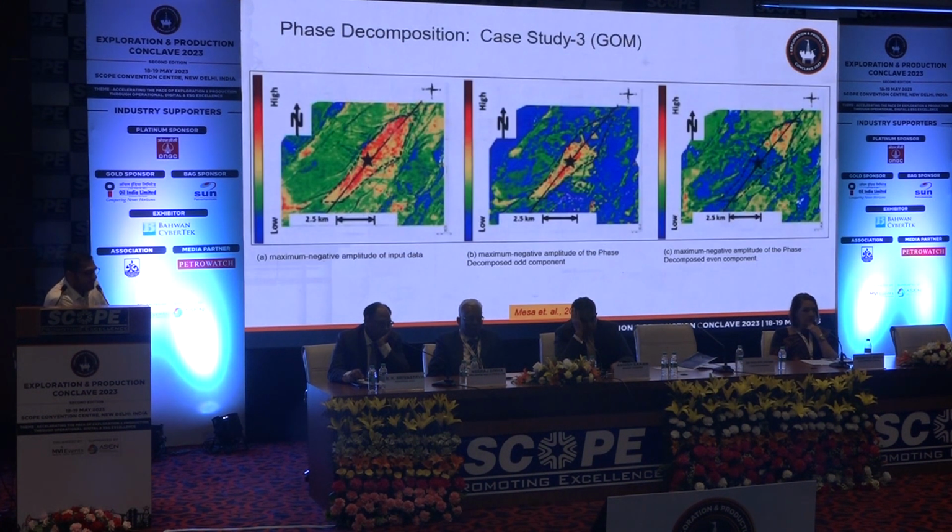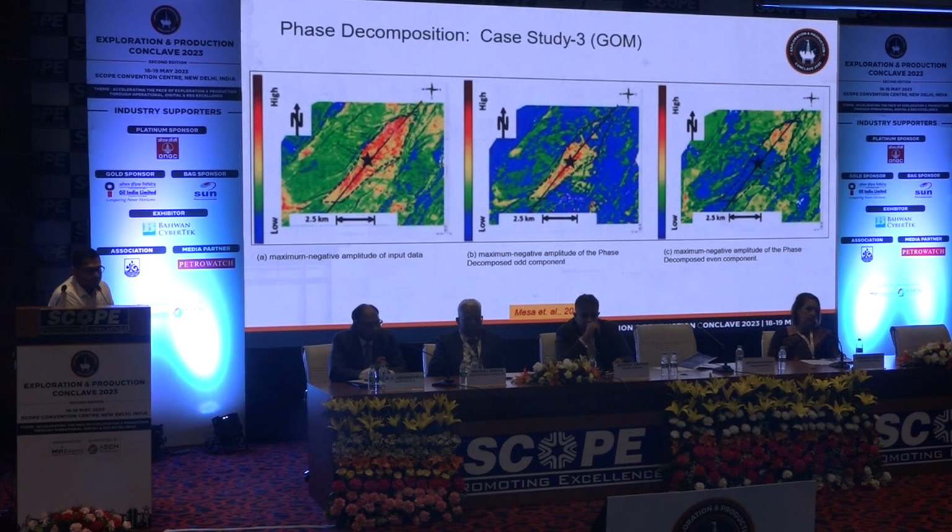This again is another case study from the Gulf of Mexico. If you see here, this is bounded by faults. This is the maximum negative amplitude over the area on the input data. Now, there was a well drilled, which is star marked here, and they had a good elongation in the northeast-southwest direction. They were thinking to drill a well in the northwest direction, but it turned out to be a dry well.